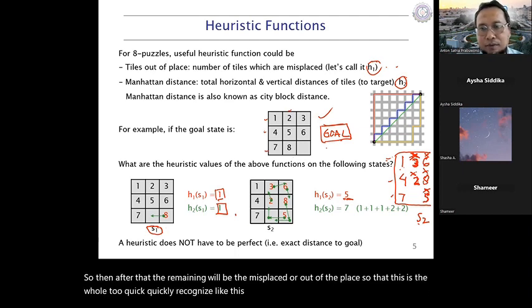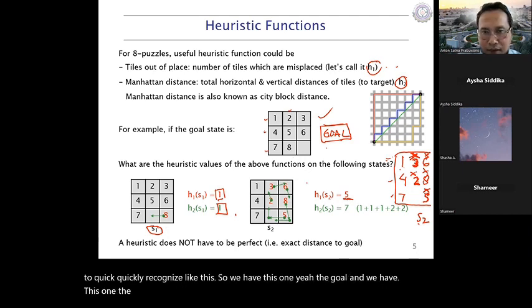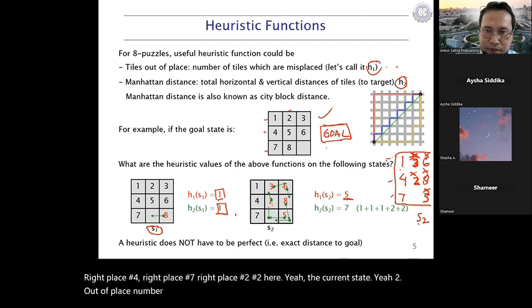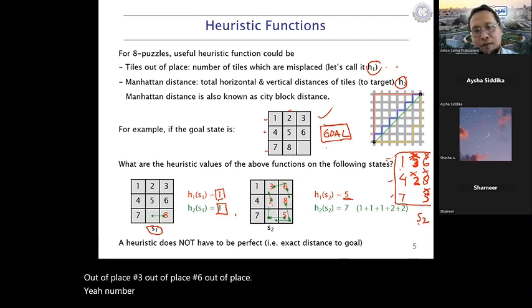So we have this one, the goal, and we have this one, the state. We just find: number 1, right place. Number 4, right place. Number 7, right place. Number 2 here in the current state, S2, out of place. Number 3, out of place. Number 6, out of place. Number 5, out of place. So the remaining 5 are out of place.